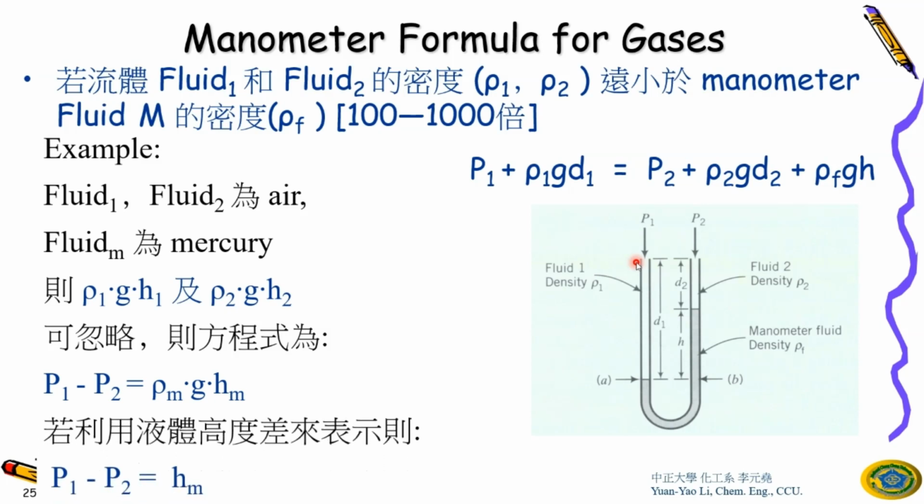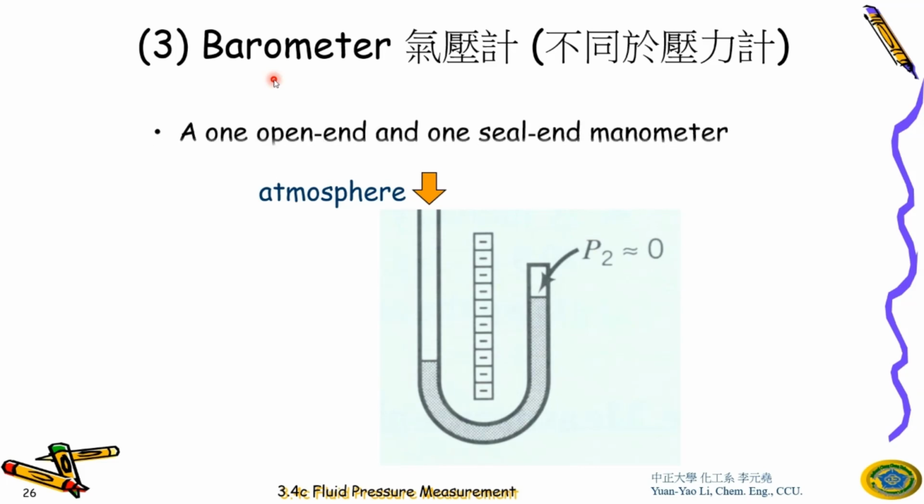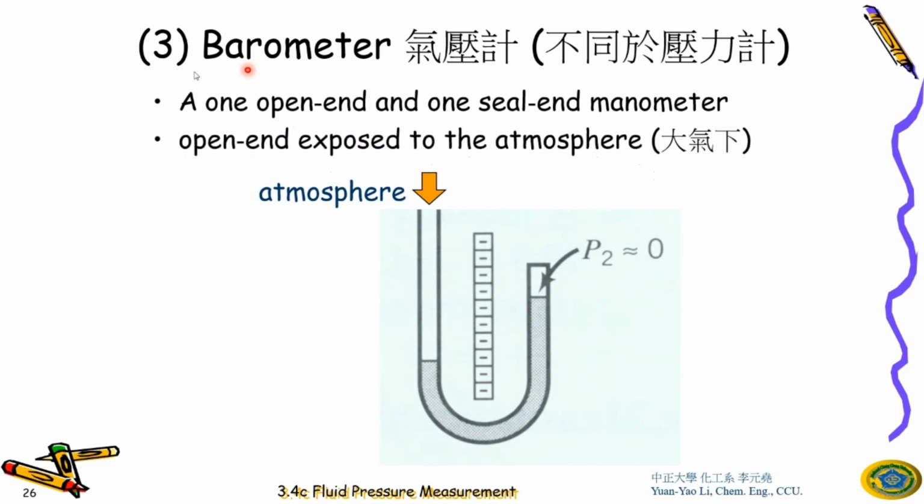Oh, this is a barometer. A barometer is to measure the atmospheric pressure, because P2 is equal to 0. In a chemical lab or in a physical lab, normally you will have a barometer to tell you what's the pressure at this moment, so you can do a quick calculation. So it's one open-ended and one sealed-ended manometer.